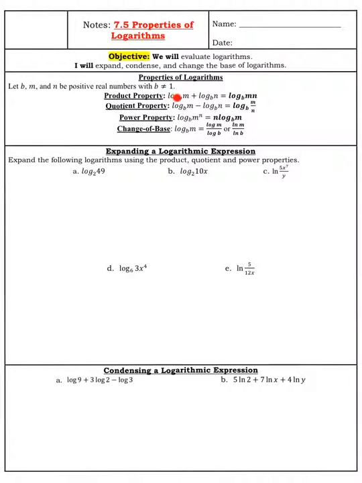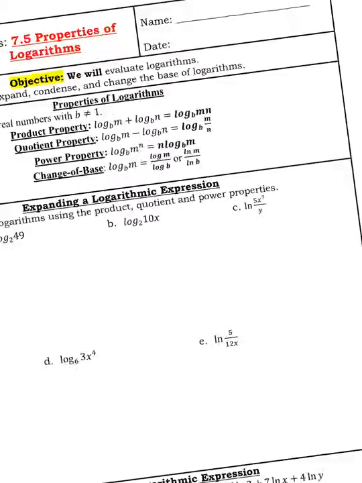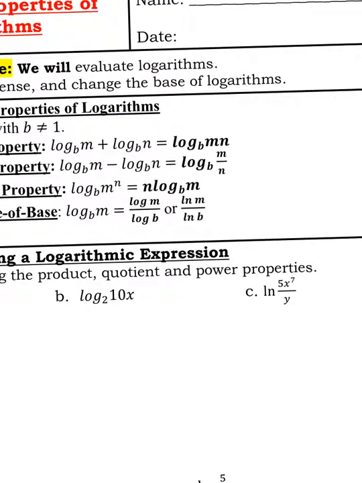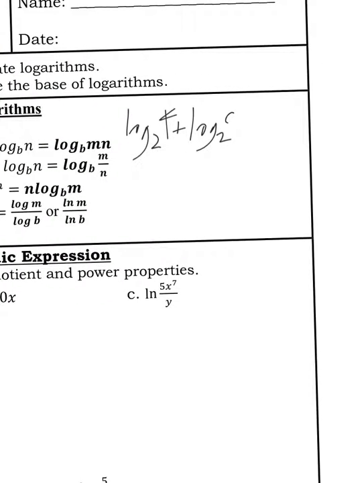So if you're adding 2 logs together and they have the same base, it's like you're multiplying those outside numbers. So like if I had log base 2 of 4 plus log base 2 of 8, that would multiply together 4 times 8, and I would get log base 2 of 32. That's what that's saying.